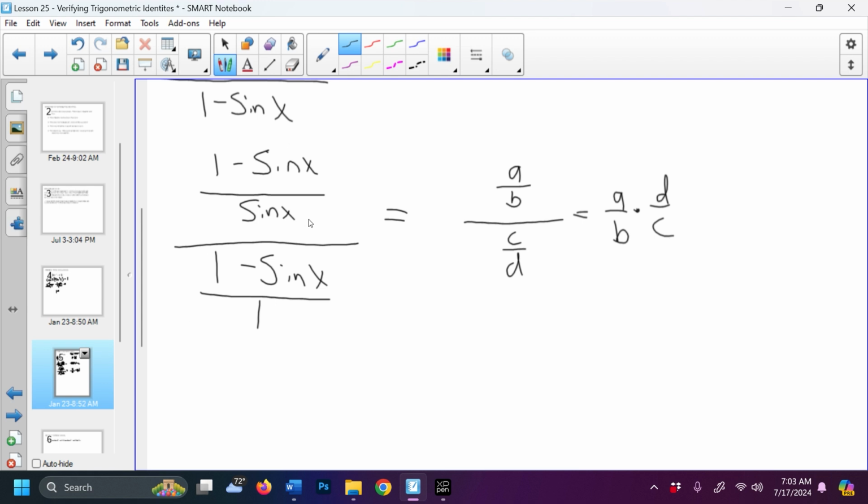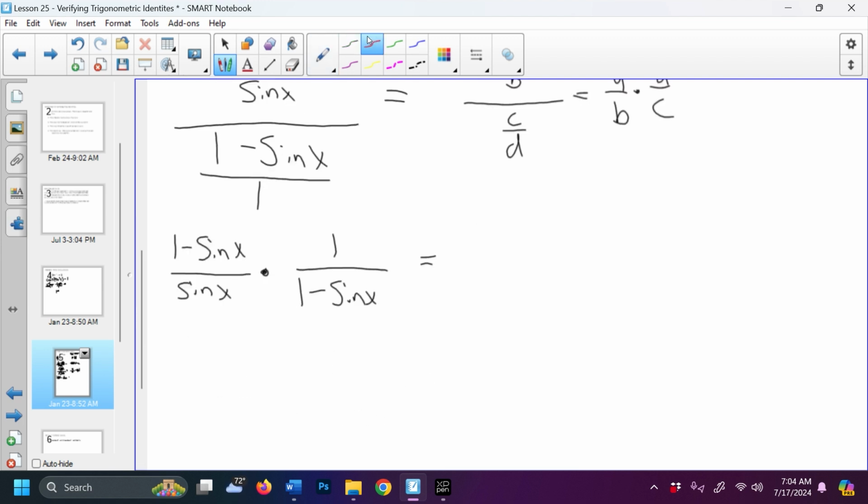So I'm going to take this top fraction right here, and I'll make it 1 minus sine x all over sine x. And then I will multiply by the reciprocal of what's on the bottom here. So the 1 goes on the top, the 1 minus sine x goes on the bottom. And just like in the last example, I can cancel along the diagonal. Those are the same terms, so they'll factor out. That will leave me with 1 over sine x.